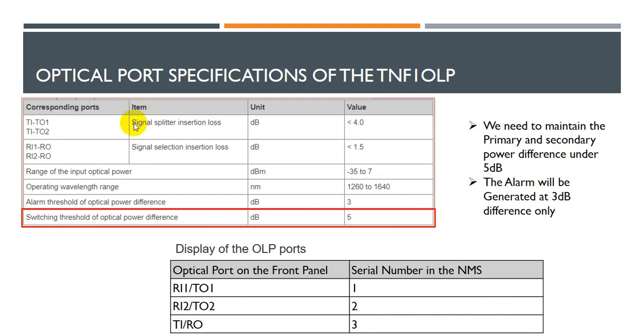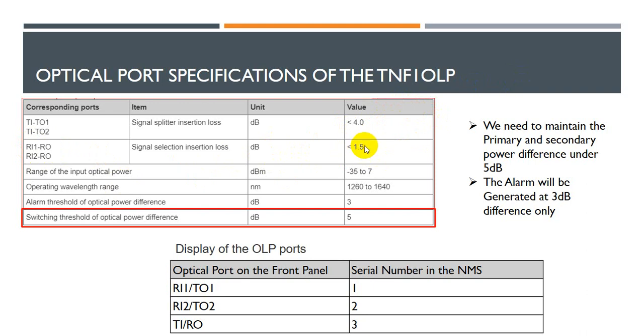In terms of specification, because this is not a very intelligent board other than the optical switch, the specifications are related only to the insertion loss. From TI to TO, it is less than 4 dB insertion loss, typically 3. And from receive to RO, this is because of the optical switch. The optical switch has a standard loss of 1.2 dB, and it is mentioned here as less than or equal to 1.5, which includes the design.